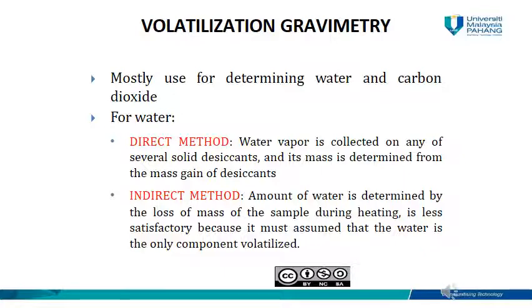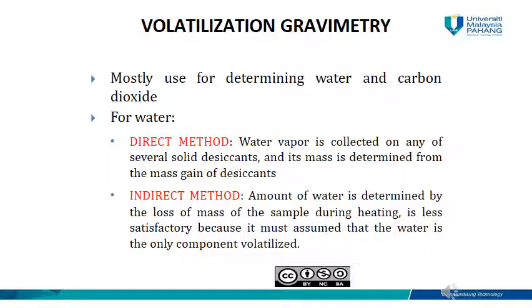So a desiccant is a chemical or powder that we can use to calculate the mass difference from the initial to the final stage. The mass difference equals the final mass of the desiccant minus the initial mass of the desiccant. So you can easily get the mass of water from this direct method.